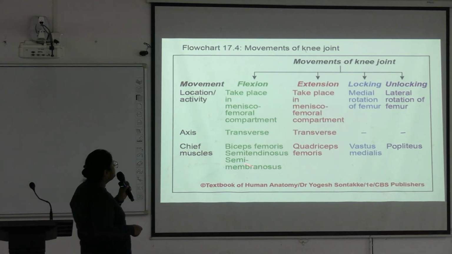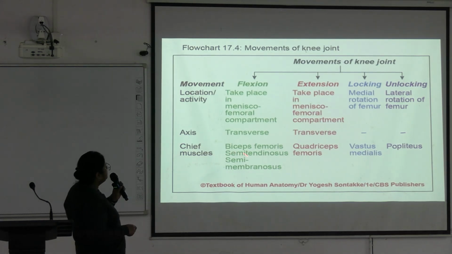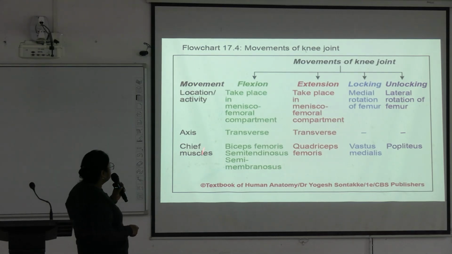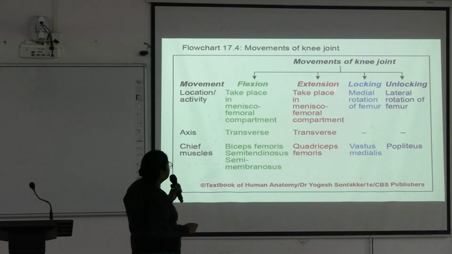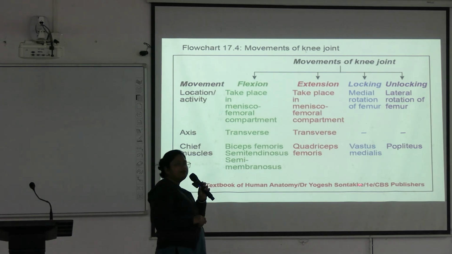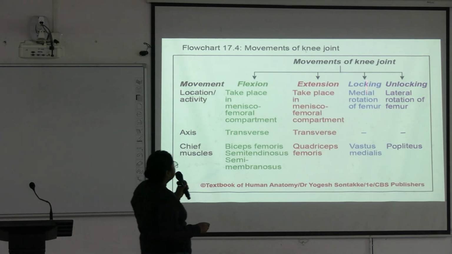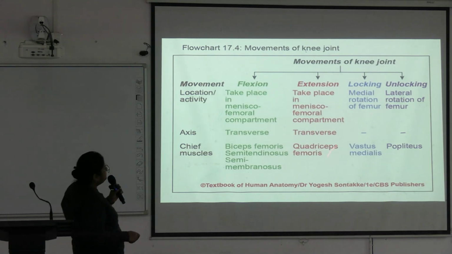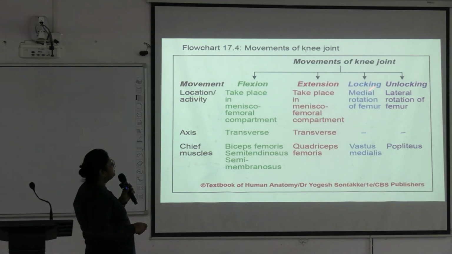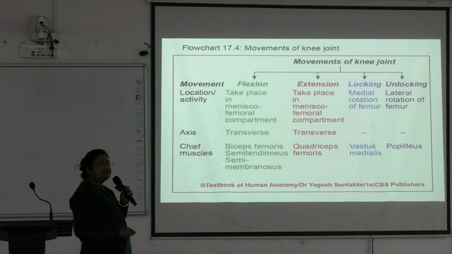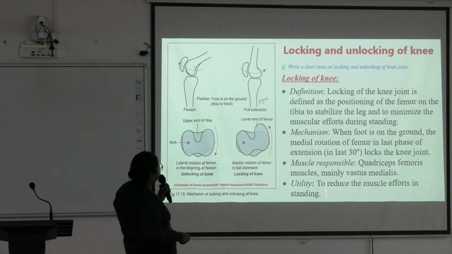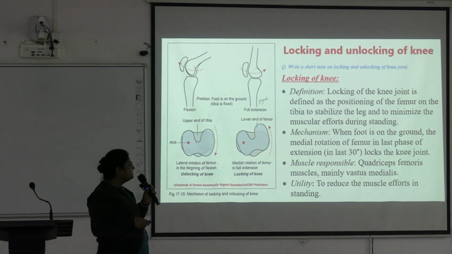And the muscles involved for flexion are biceps femoris, mainly the hamstring group of muscles. So biceps femoris, semitendinosus, semimembranosus, and extension is done by quadriceps femoris. Next is locking. Locking is medial rotation of the femur done by vastus medialis. Unlocking is lateral rotation of the femur done by popliteus. So how locking and unlocking occur, we will discuss in detail.